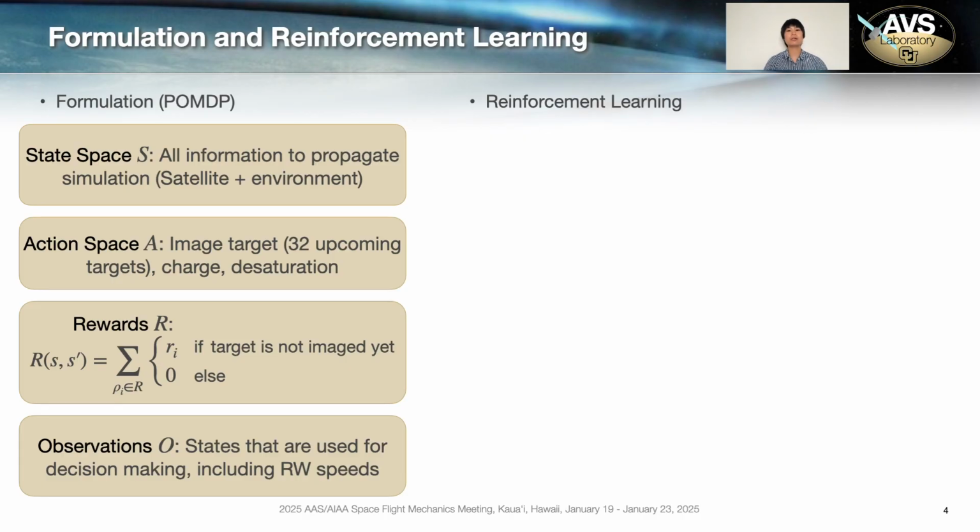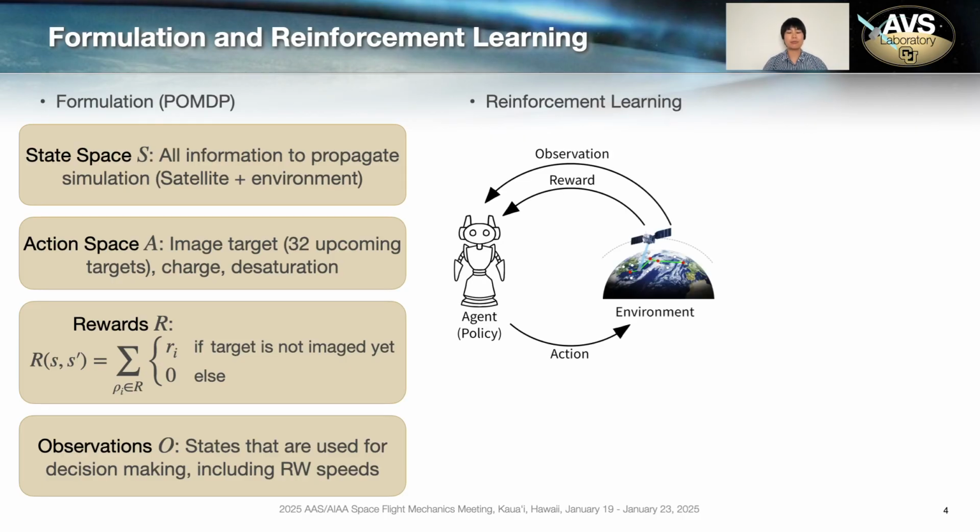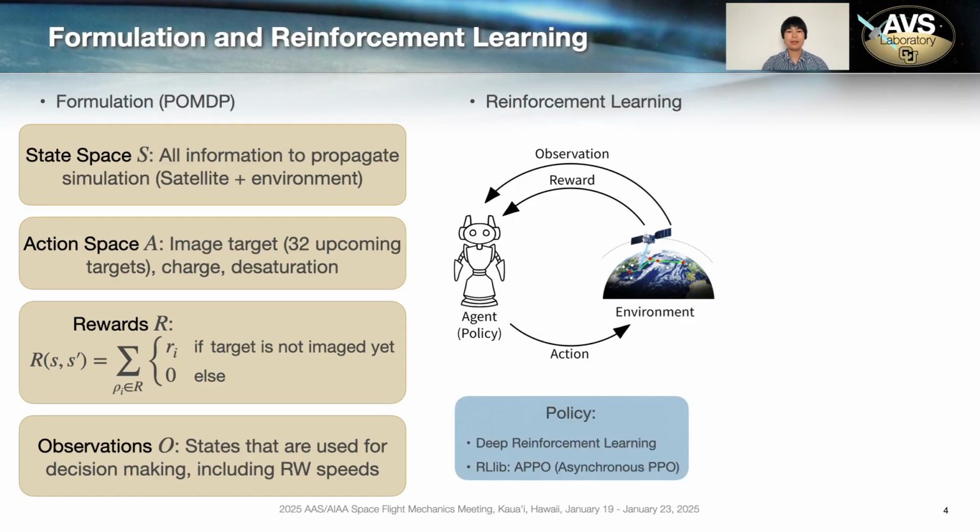And for the algorithm, we use reinforcement learning, and this is the framework for that. So basically, we train an agent or policy to decide the best action given the current observation and reward by interacting with the environment. To train the policy, we use reinforcement learning with neural networks, so deep reinforcement learning. For the algorithm, we use asynchronous PPO in RLlib to make reinforcement learning possible for the scheduling problem.